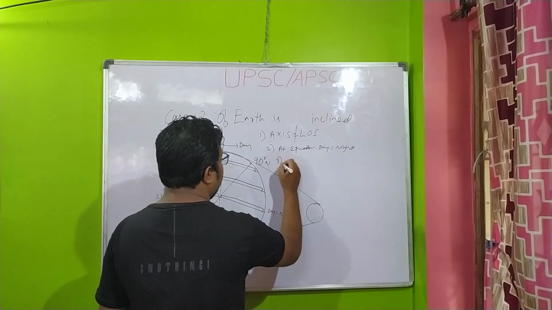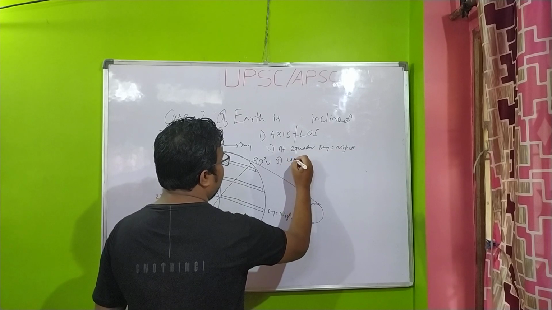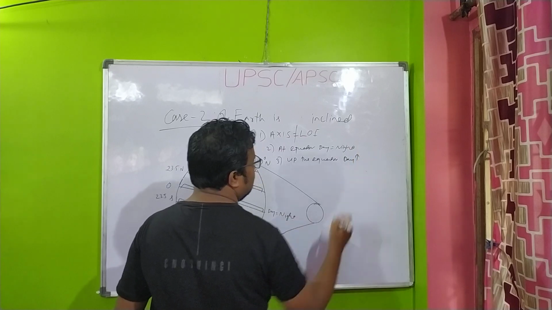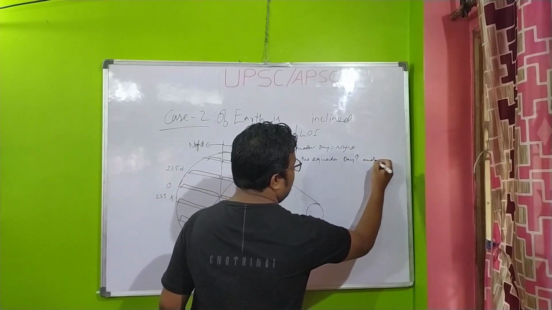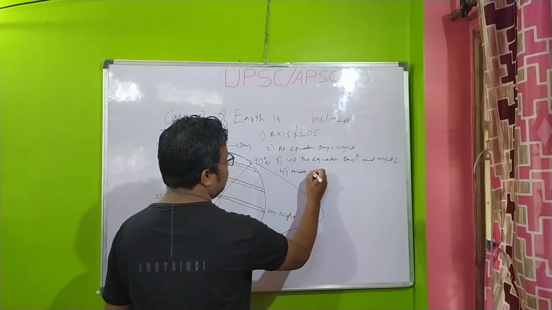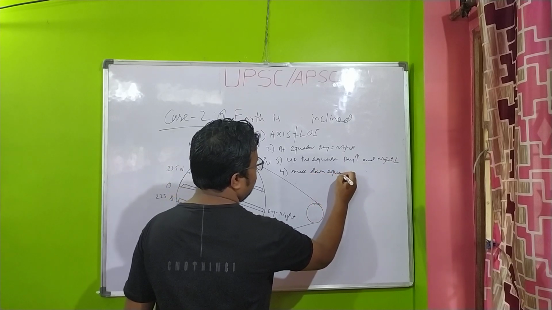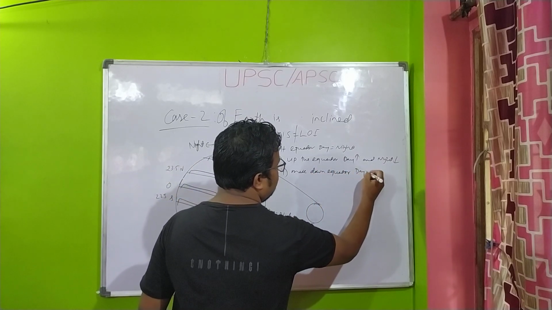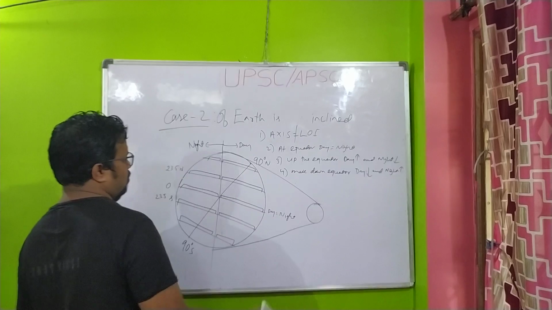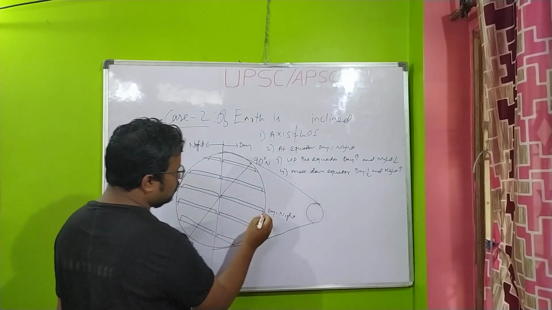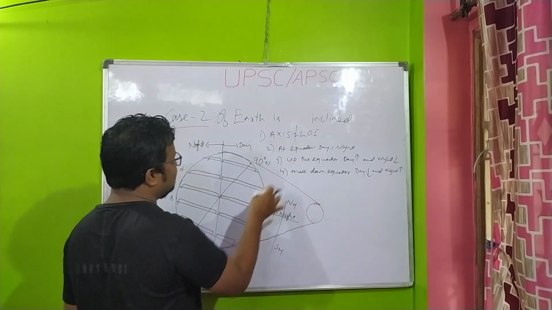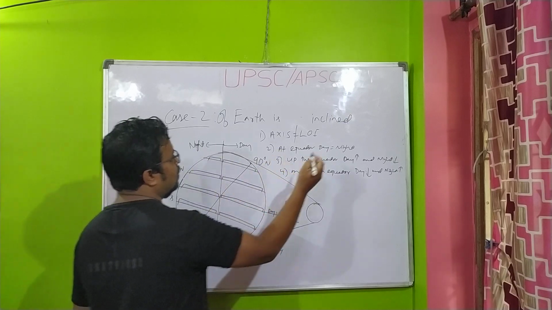Number three, if we move up the equator, the duration of days is increasing and night is decreasing. But if we move down the equator, what you are observing is that days are decreasing and nights are increasing. This is the northern hemisphere and this is the southern hemisphere.